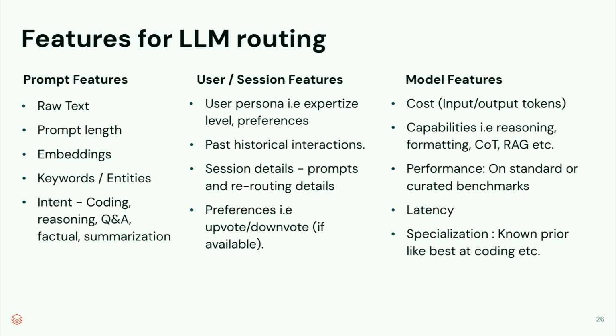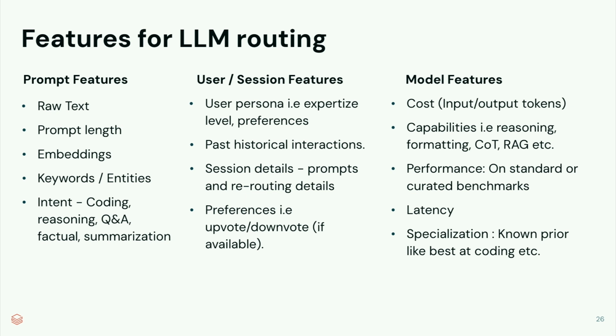So some of the features for routing, from the prompt side, would be the raw text, prompt length, embeddings, entities, or different keywords that you can think of. This is something which is custom, but these are some of the basic features. From the user, you would want to know the expertise of the user, the historical interactions the user had, the session details, whatever you can take from the user as per your policies, and of course the explicit and implicit feedback from the user.